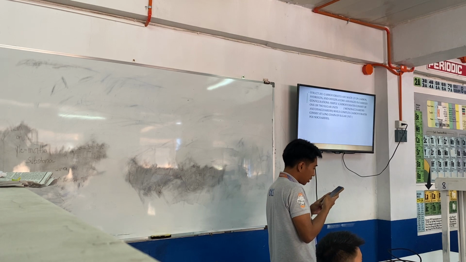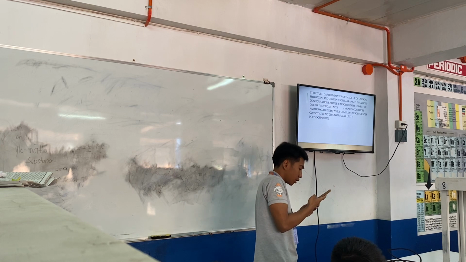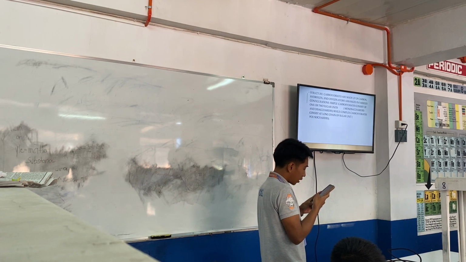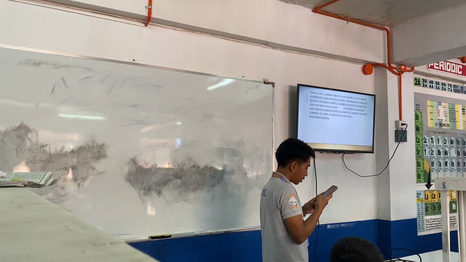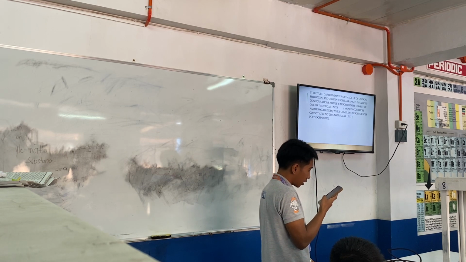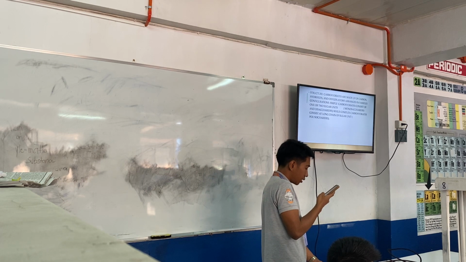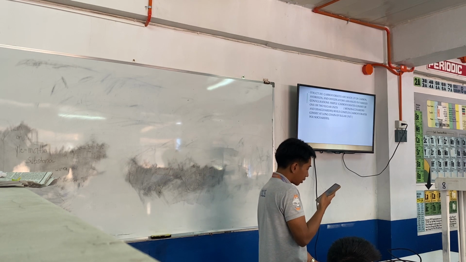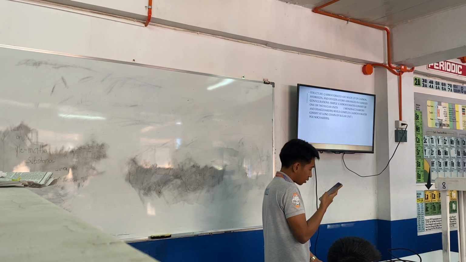Disaccharides, these are carbohydrates composed of two monosaccharide units joined together by a glycosidic bond. Common disaccharides include sucrose, made of glucose and fructose; lactose, made of glucose and galactose; and maltose, made of glucose and glucose.